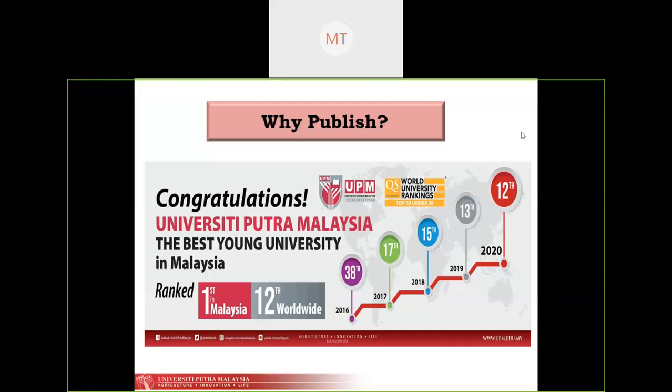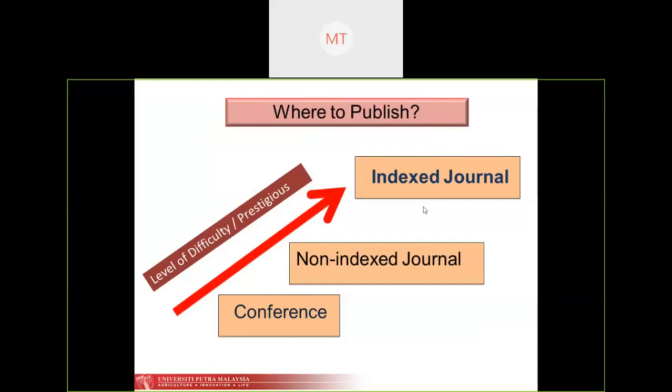Next slide, please. Let's look at where we need to publish. Basically, there are 3 levels of prestige, or we would say 3 levels of difficulty, of where to publish. Number 1 is publishing in a conference proceeding. Number 2 is publishing in a non-index journal. Number 3 is publishing in an index journal.